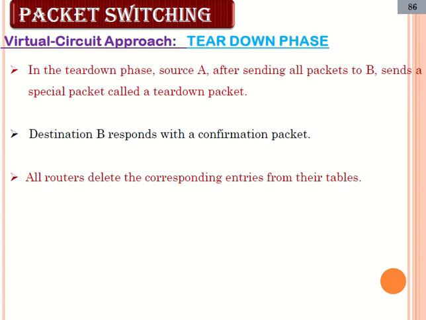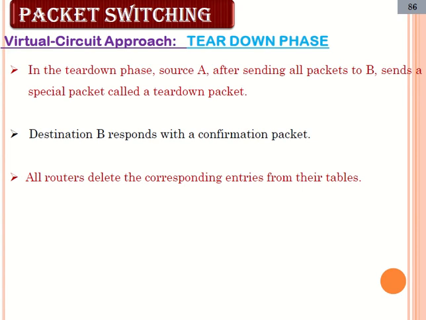Once this is sent to the destination, the destination responds with a confirmation packet, something like an acknowledgement. It gives a confirmation to source A, saying that yes, it has got the tear down packet. So now we can officially shut down, or remove, the connection between the source and the destination.